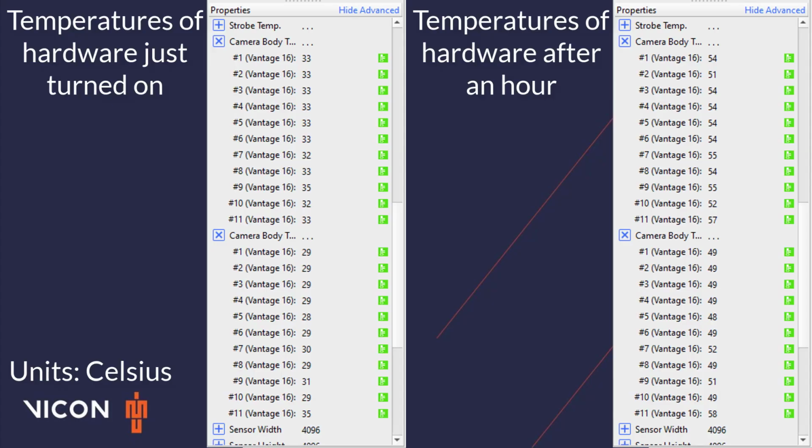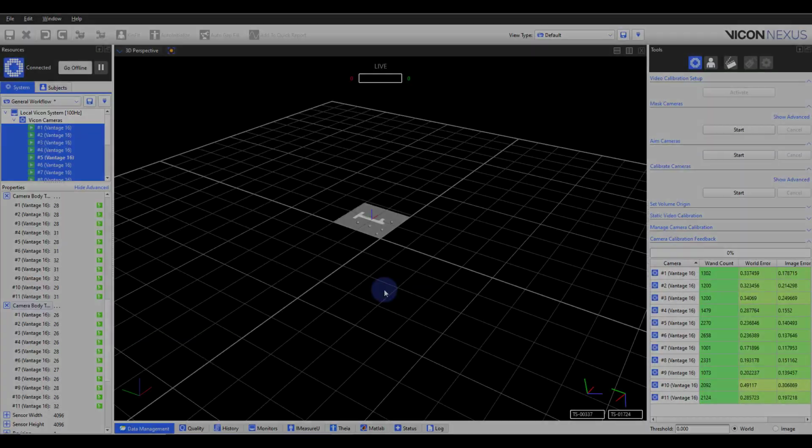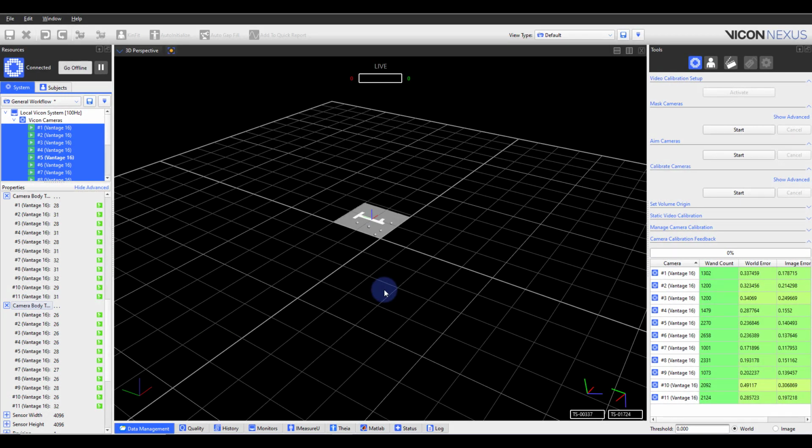Here you can see two sets of camera temperatures. The camera temperatures on the left-hand side were recorded immediately after calibration. In this case, the system and the software were turned on, and calibration was completed immediately. The temperatures on the right-hand side were recorded an hour after the system was calibrated. Please note the differences in temperature between the two images. Now let us see how this affects our data.